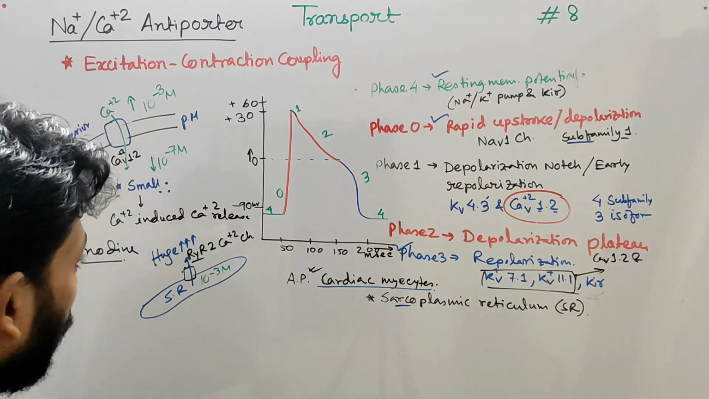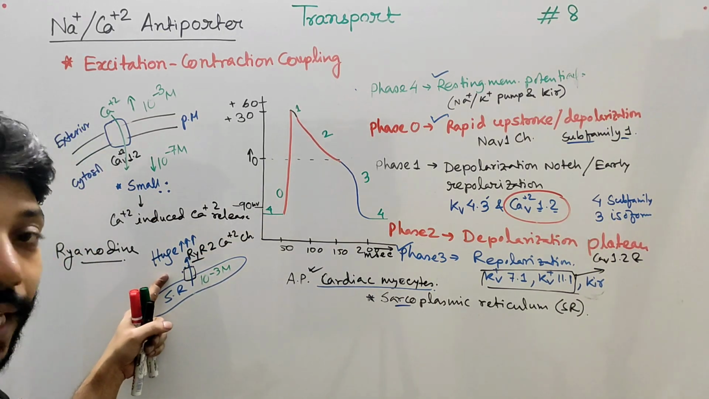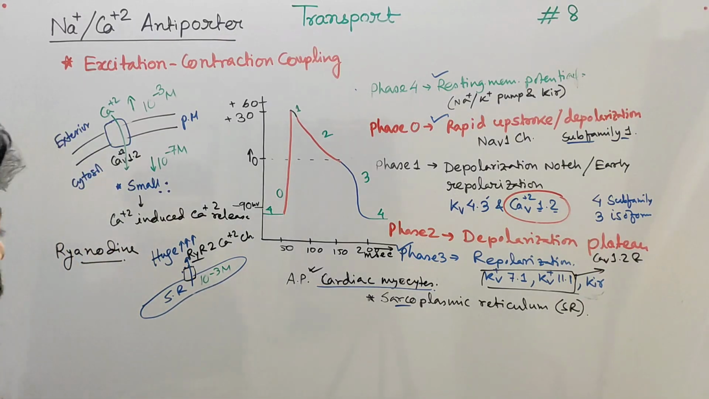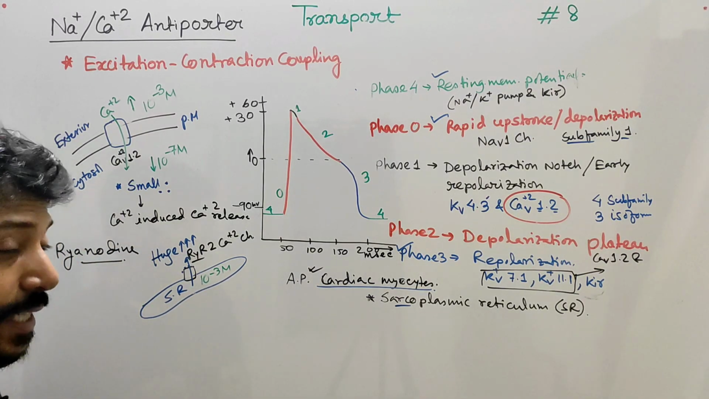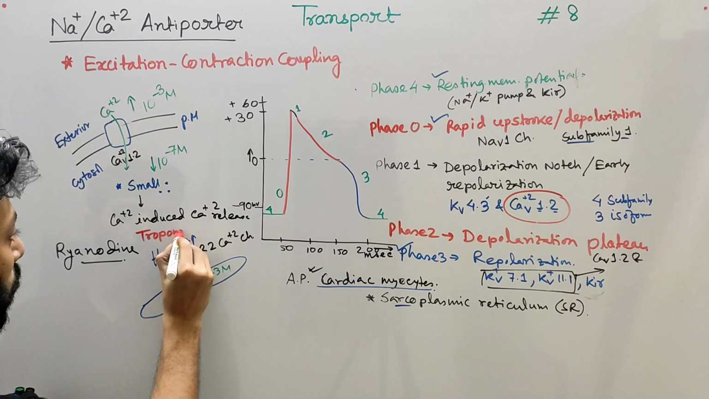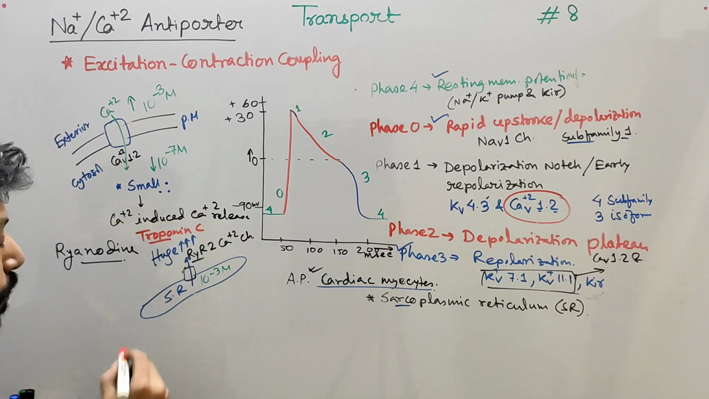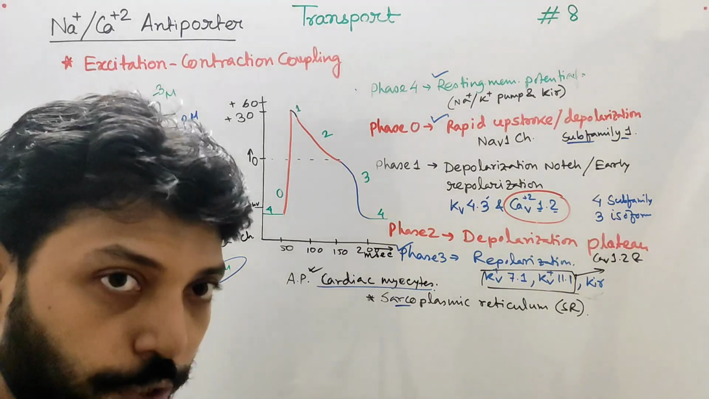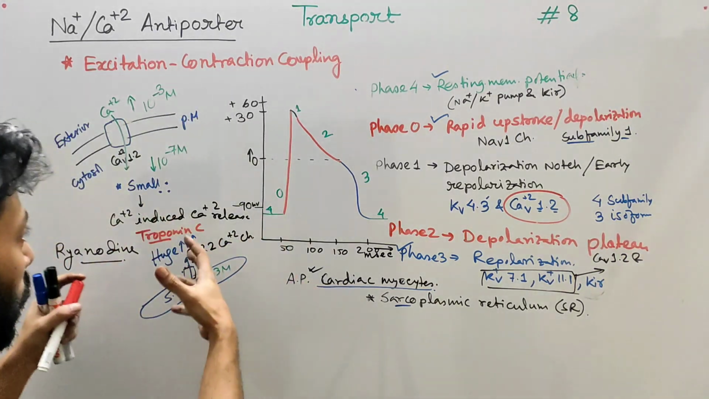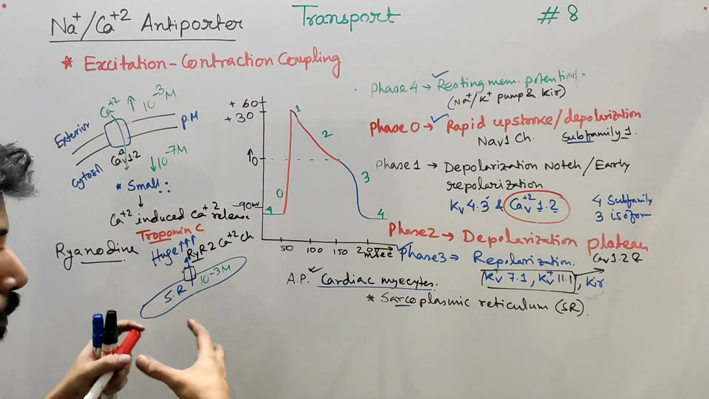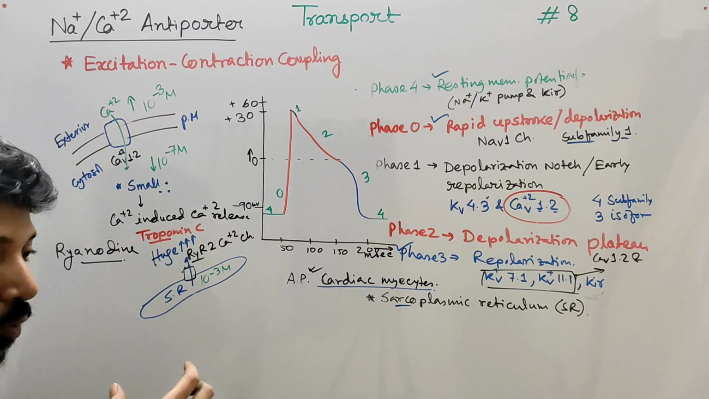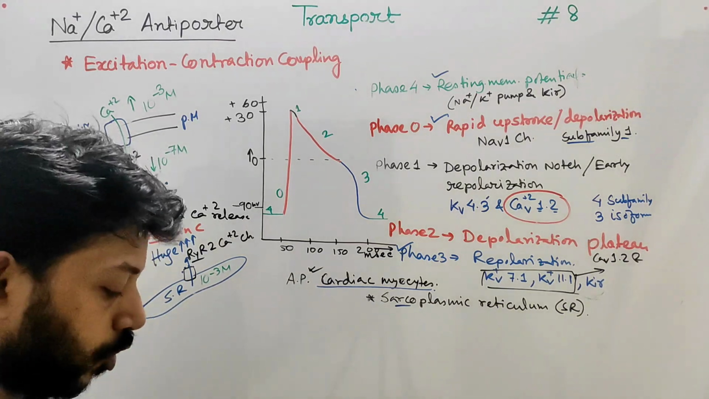Okay, now for this release of calcium, what happens? Contraction occurs. Here the calcium sensitive protein called troponin C actually causes the contraction of myofilaments. That's how the contraction of heart muscles occurs. Now this is the contraction phase. Now there must be a relaxation phase also.